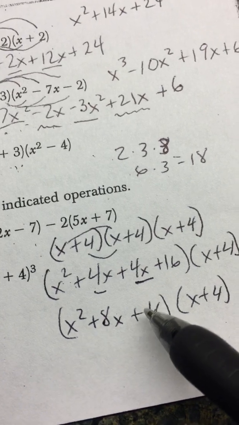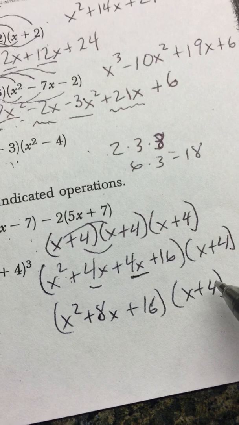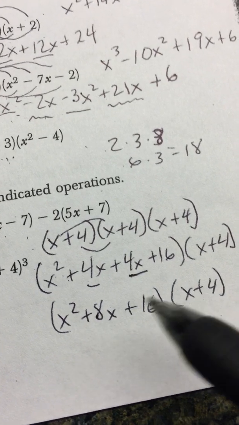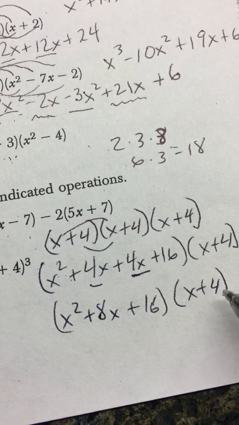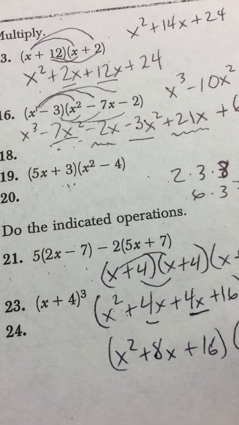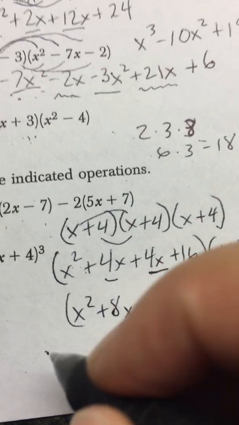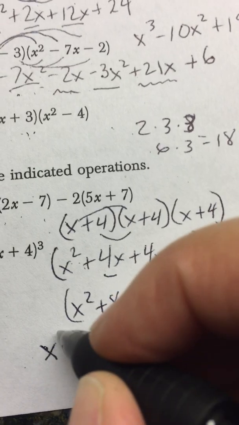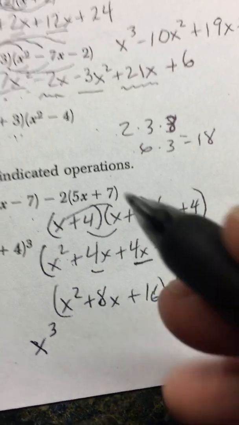So every piece over here has to multiply this. So it's x squared times the first one, x squared times the second one. 8x times the first one, 8x times the second one. 16 times the first one, 16 times the second one. So you're doing a lot of distribution, just repeated distribution. So x squared times x is going to give me x to the third. And then x squared times 4 is just 4x squared.